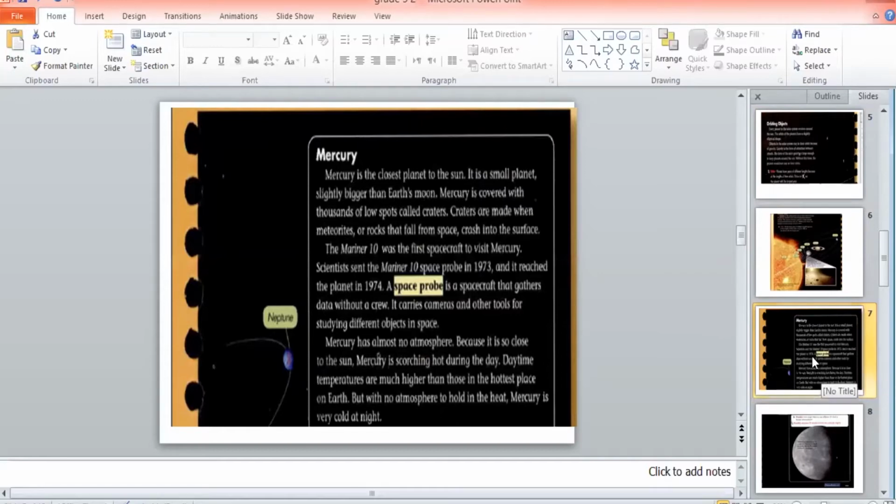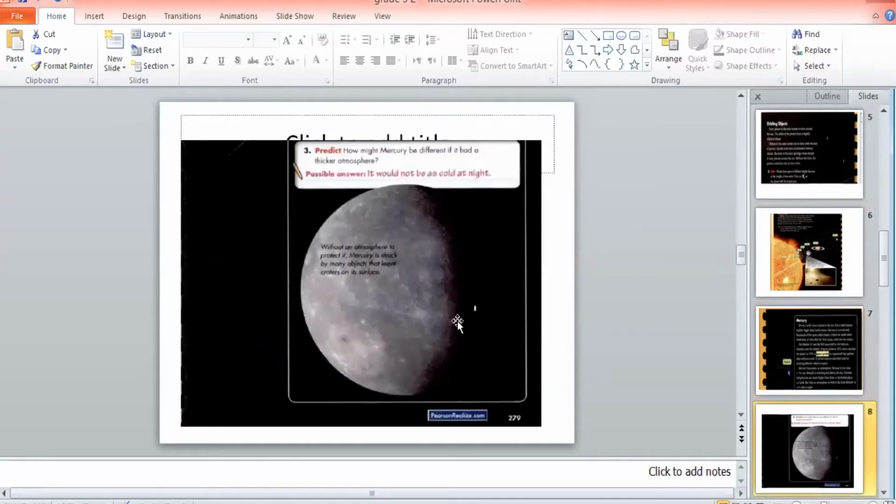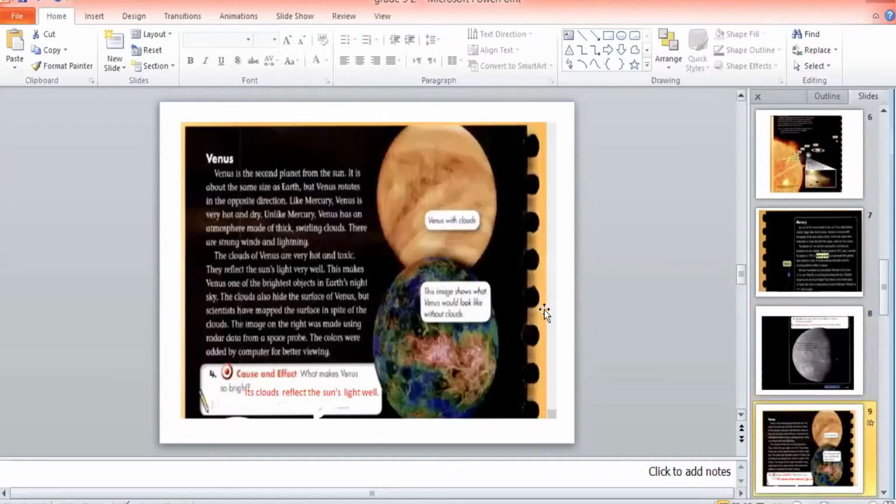After Mercury, we moved to the other one, which is Venus. And we said, what happens if Mercury has an atmosphere? It will regulate its temperature, so it would not be as hot or cold as now. Venus, the brightest one, is a sister of Earth. It's the same size as Earth, but it rotates in a different way. It revolves around the sun opposite to the other planets.